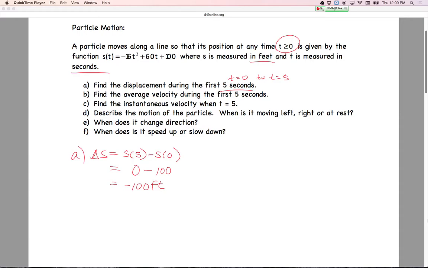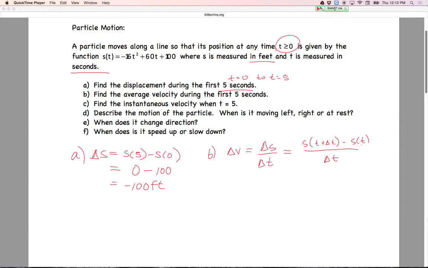Okay, part B. Here we go. Average velocity. How do we calculate average velocity? We do displacement divided by change in time. Now, here's where the order doesn't matter, and we'll prove it to you. Because this formula really is s of t plus delta t minus s of t over delta t. And the reason the order doesn't matter is because this really is a formula of y2 minus y1 over x2 minus x1.